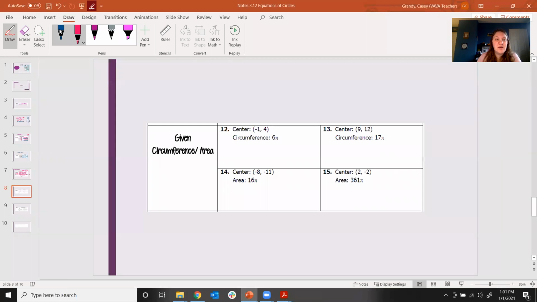So looking at number 12, if they tell me that the circumference is 6 pi, well, I know that circumference is 2 pi r, and they just told me that was 6 pi. I can solve for radius. I'm going to divide both sides by 2 pi. So these 2 pi's cancel, giving me r. Pi divided by pi is 1. 6 divided by 2 is 3.